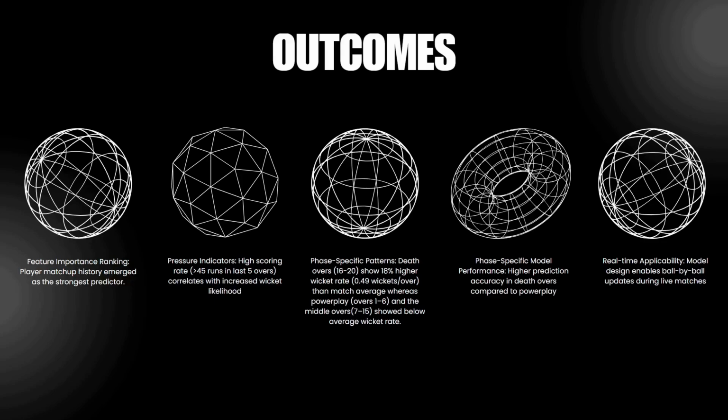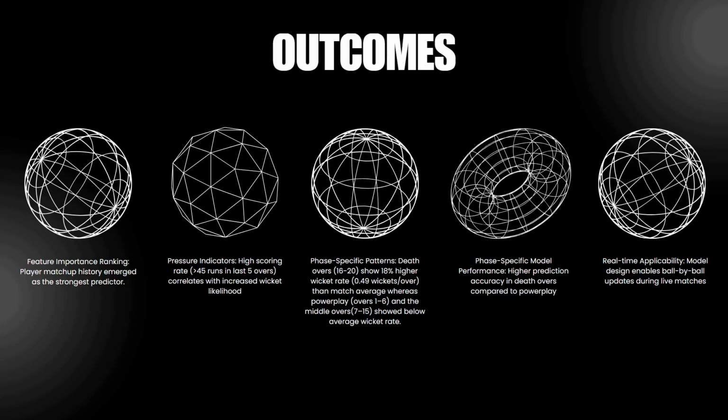These are the results and the outcomes of the project. Most notably, player matchup history emerged as the most influential predictor, emphasizing the importance of individual dynamics between specific batters and bowlers. Another key finding relates to pressure scenarios, where a scoring rate above 45 runs in the last 5 overs, namely the death overs, was strongly associated with a higher probability of wickets falling. So, supporting the notion that aggressive batting phases often lead to more dismissals.